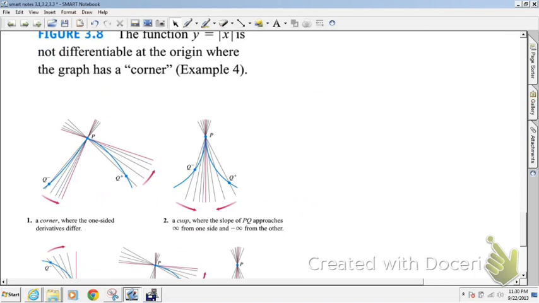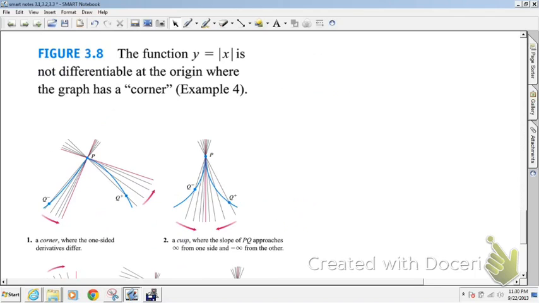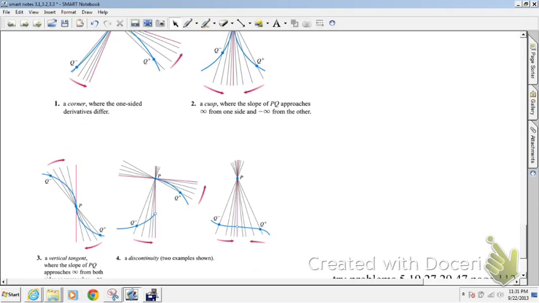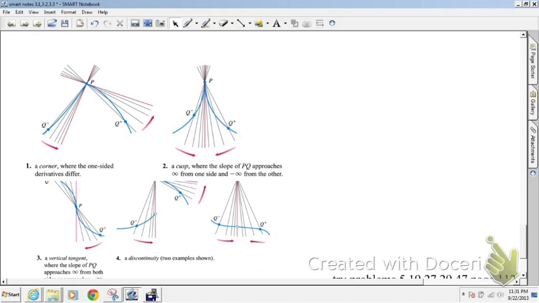Here's some other examples. The function y equals absolute value of x is not differentiable at the origin. Oh, sorry, I was reading the wrong one. Here, other examples. This one is an example of a corner where the one-sided derivative occurs. I'm going to highlight it here. Oops, pen's being fussy. See? So here's an example of a corner. Number 2 is an example of a cusp. Notice it goes like that. This is where the slope of PQ approaches infinity from one side and negative infinity from another.